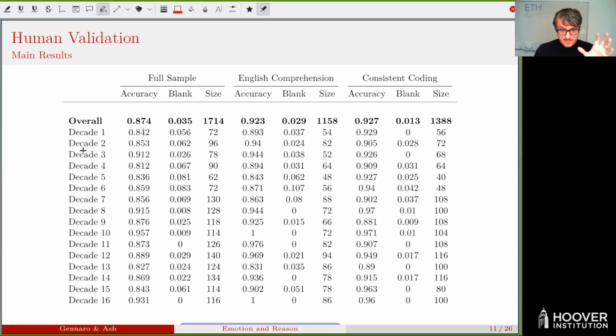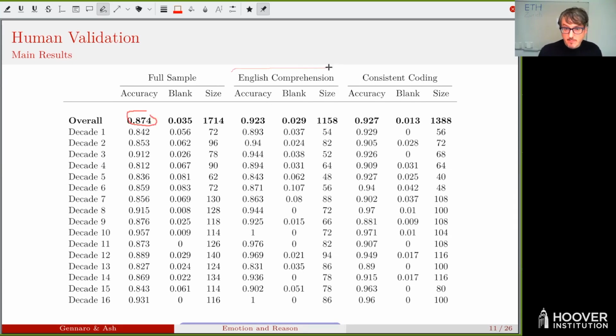So this is our main statistics on the human validation. You can see that overall, our emotionality detector from text corresponds to human judgment about 87% of the time. If you limit to the coders who pass an English comprehension test, or to the sentence pairs where the two coders agreed, it's even higher. It's over 92% accurate.